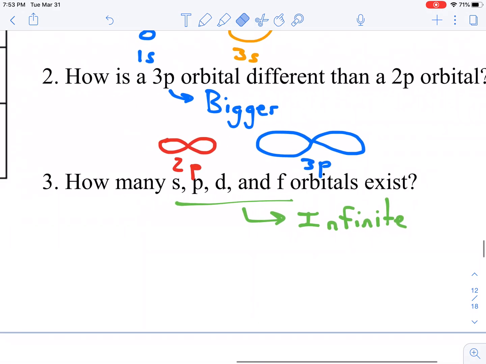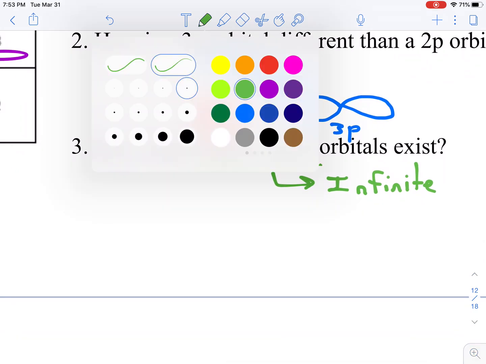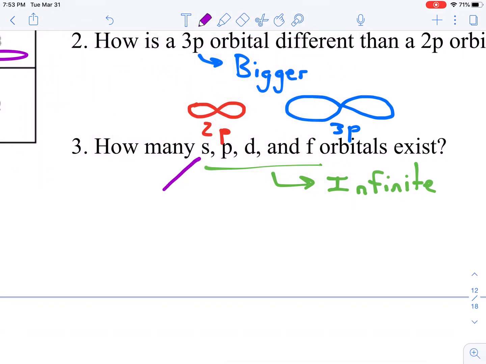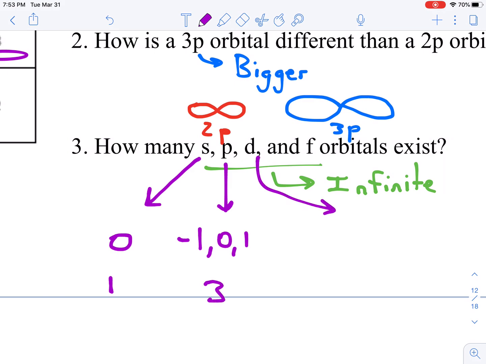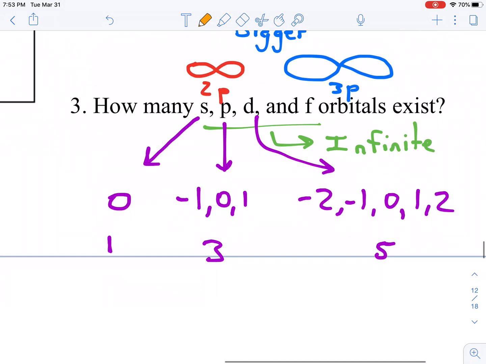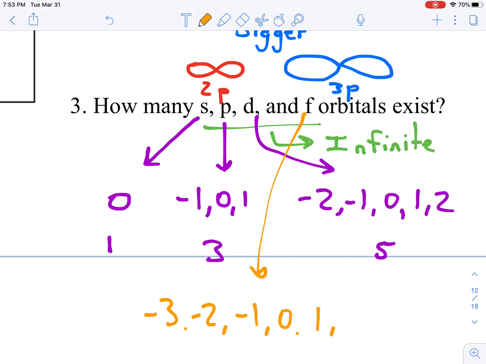So how many s, p, d, and f orbitals actually exist? Well, that's more looking for this, right? We said that in the s, we have one shape. We just have that 0 shape. So there's only one type of s orbital. In P, we have -1, 0, and 1. So there are 3 shapes. In D, we have -2, -1, 0, 1, and 2. So we have 5 shapes. And let's switch colors here for F. In F, we have -3, -2, -1, 0, 1, 2, and 3. So we have a grand total of 7 shapes for an F orbital.